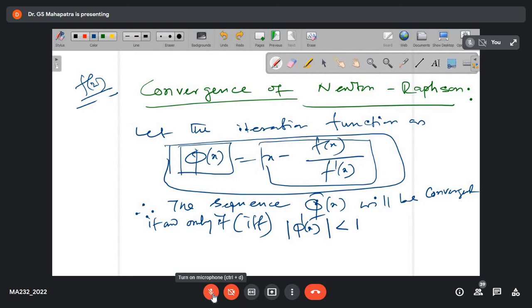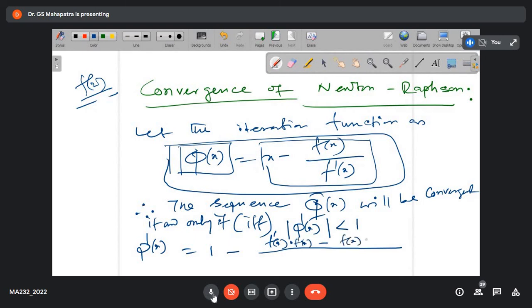So you have to find phi dash x. Can you tell me what the phi dash x value is? First you find phi dash x. What is the answer? The 1, that part I know. What is the next part? f of x into f double dash of x, divided by f dash of x whole square. This is not modulus, it is square. Now you have to take the modulus.